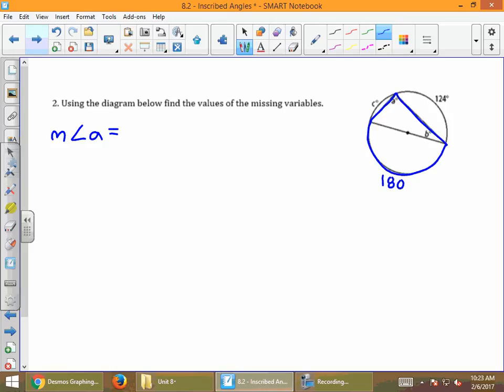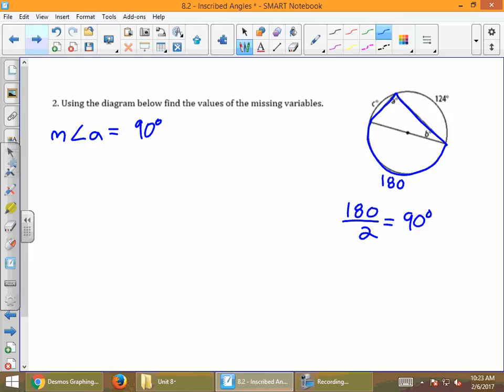So it is half. To figure out what it is, I take that intercepted arc, divide by 2, and that will give me my angle. What's half of 180? 90 degrees. And make sure you guys are participating, trying along.